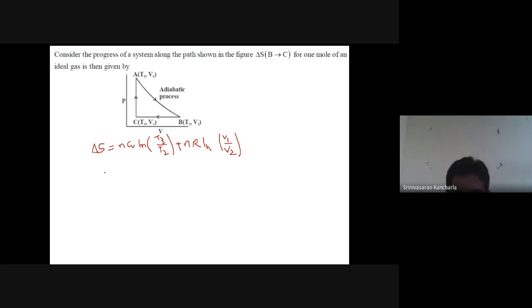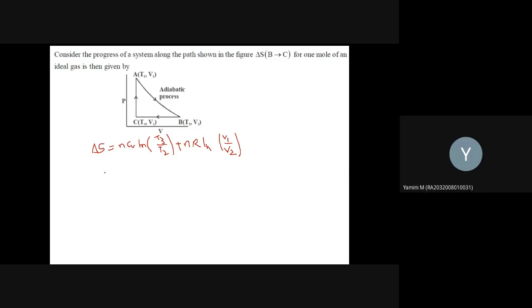Yes, sir. The options were given wrong yesterday, so we got confused. Now it is clear to you, right? Yes, sir. You know which formula to use, how to measure the change in entropy under different conditions. I hope it is clear to you. Is that okay? Yes, sir. Okay, fine. Then we are moving on.